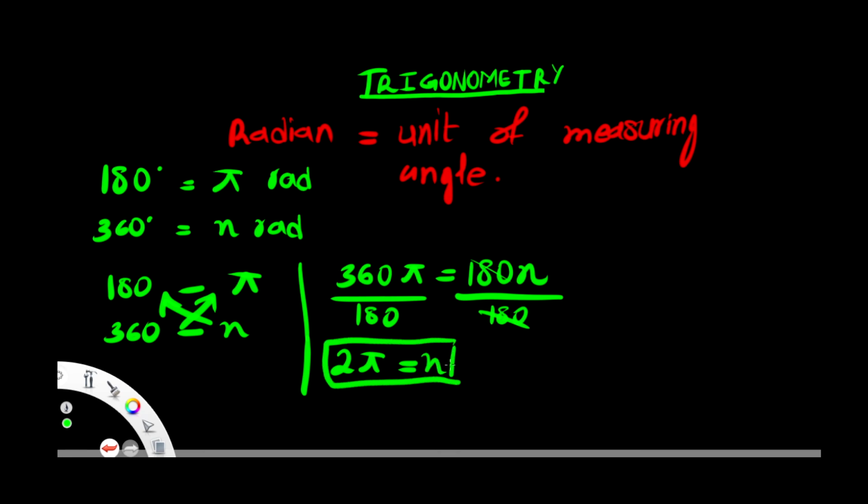So in other words, 360 is exactly the same as, is identical to, 2 pi. So both of these units are exactly the same. However, this is in radians and this is in degrees. So that is the only difference.